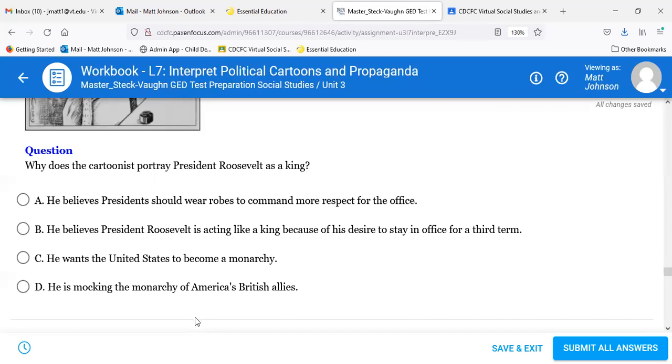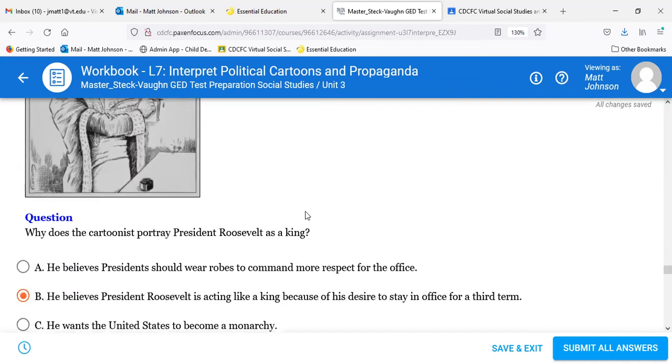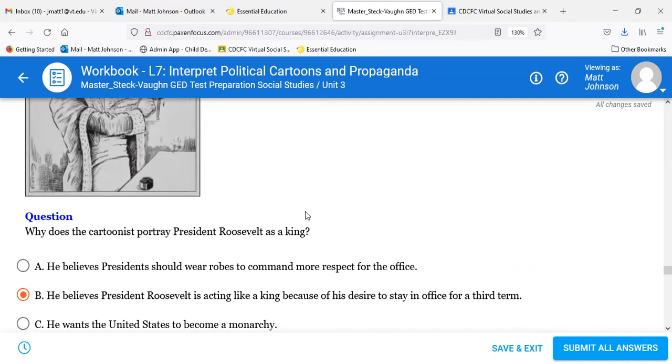Is it B? Yeah, it's B. Right. It's just the idea, if you're going to keep getting reelected, how are you different than a monarch who serves for a lifetime? And that's the idea. And of course here, we see FDR depicted in a negative way, right? That's the idea behind the robes and the crown and everything.